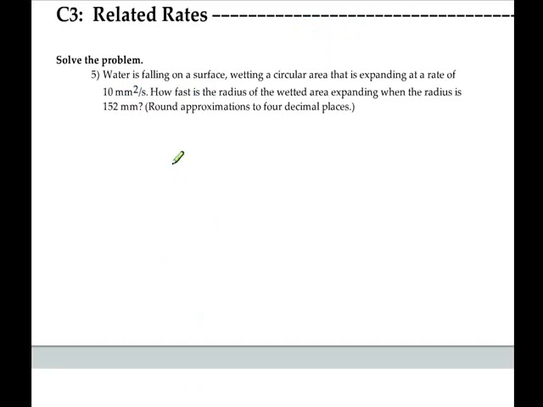Number five, we're doing related rates here. We've got water falling on a surface wetting a circular area expanding at a rate of 10 square millimeters per second. And we're asked how fast is the radius expanding when the radius is 152 millimeters. So let's see, we're given dA dt, how fast the area is changing. That's 10 square millimeters per second.